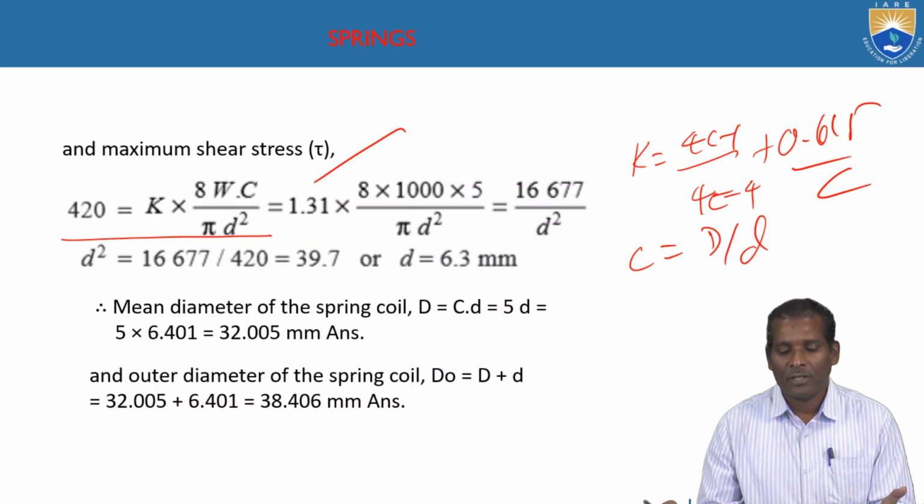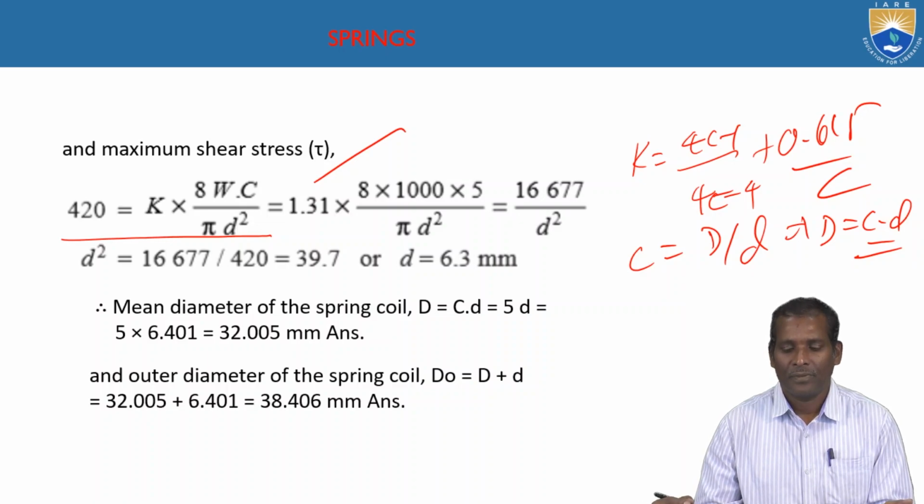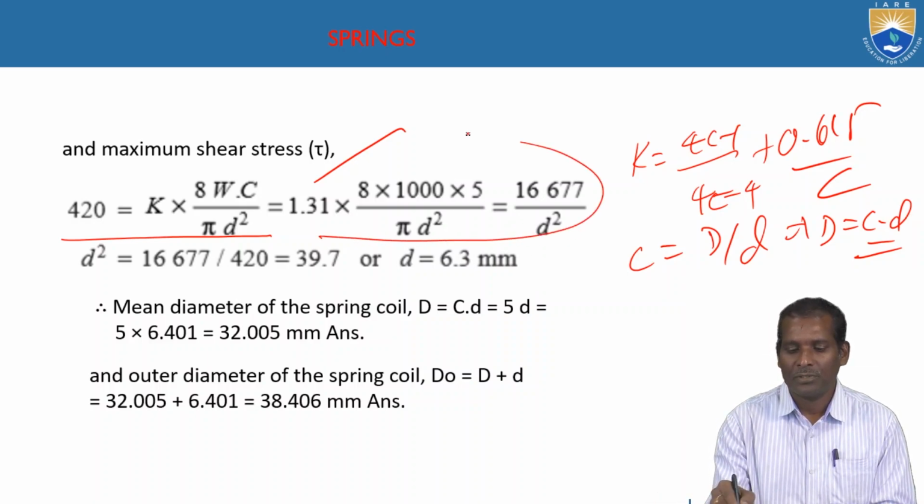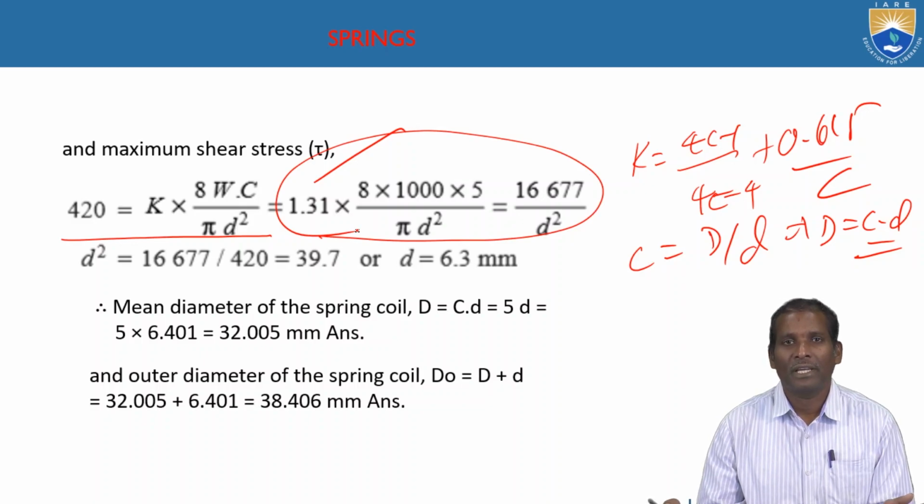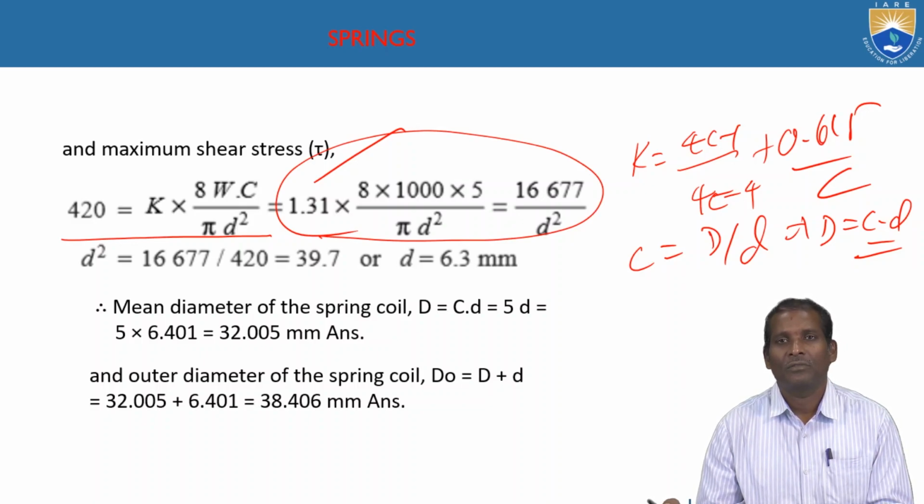So the mean diameter of the spring coil is D equal to Cd. Why? Because the wire diameter is already calculated in the above step. So by using this relation you may calculate the diameter of the wire. If you know the diameter of the wire, you can calculate the mean coil diameter by using this spring index relation.